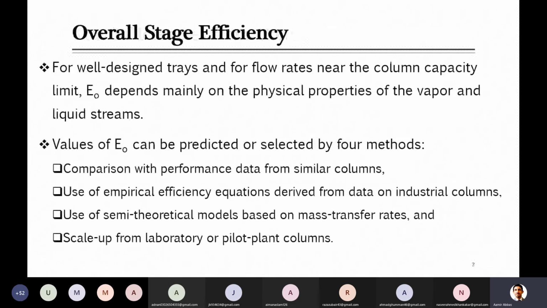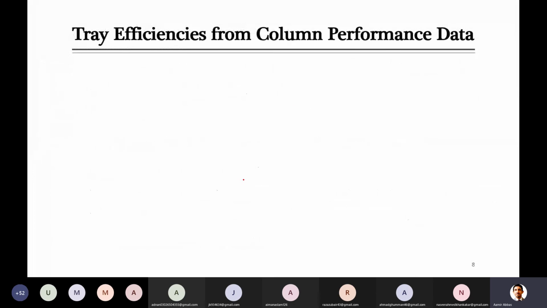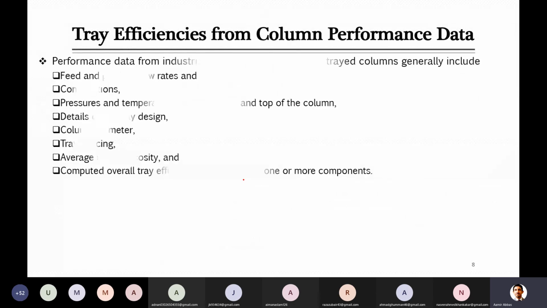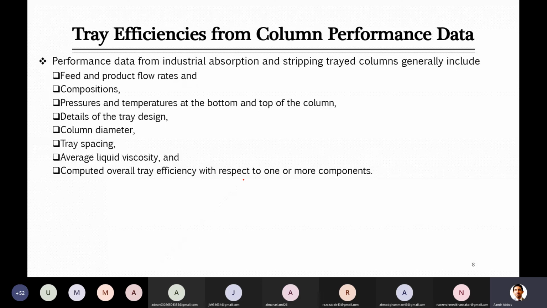So let's start with the first one, when you are looking for tray efficiency by using similar column performance data. For that purpose, what are the steps, or which things will you need? When you are looking for performance data based calculation for absorber or stripper efficiency, you will need the flow rates initially, like the flow rate of feed and product.